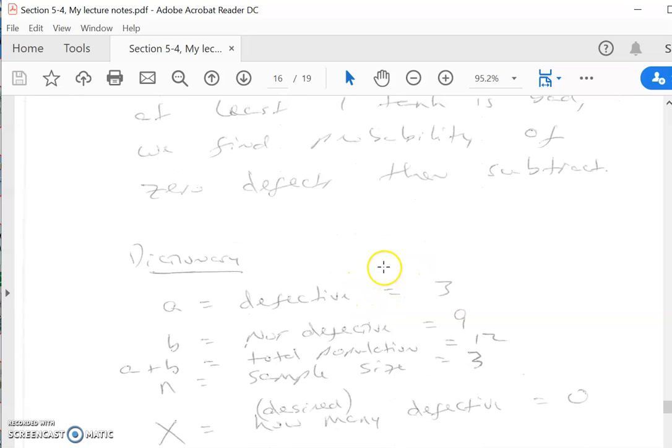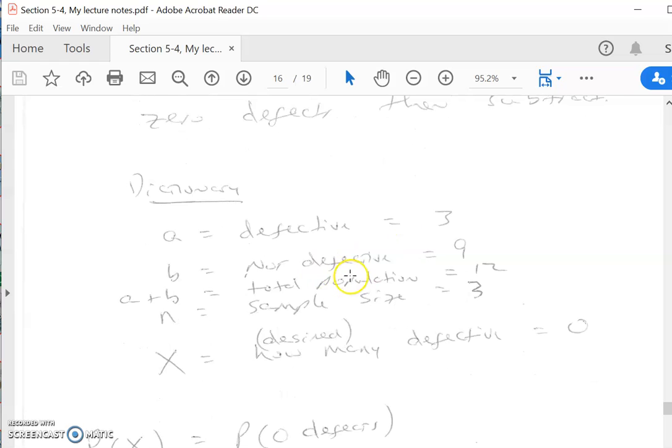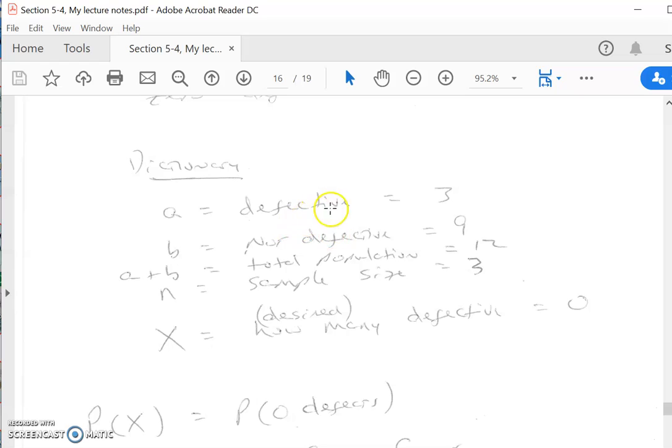Okay? So looking back at the formula, it's a little bit hard for me to bounce back and forth, so just look at your book here. You have the two categories, A and B. A is being defective. There's 3 of those. B is not defective. There's 9 of those. Therefore, A plus B, the total population, is 12. n is the sample size. That's the 3 that we're going to select out of the 12. n is the sample size, so that's 3.